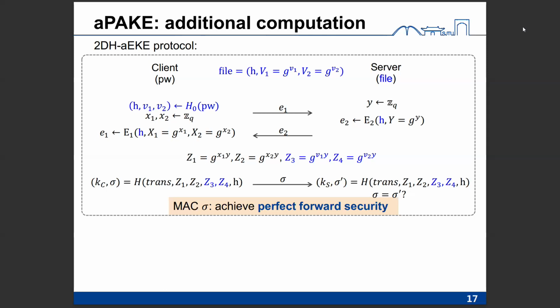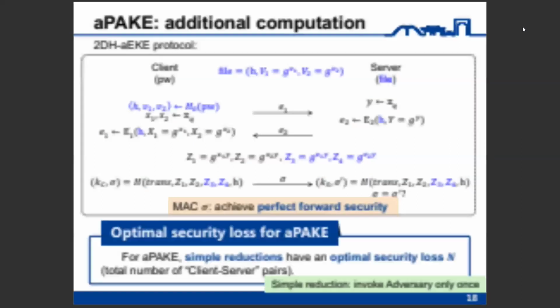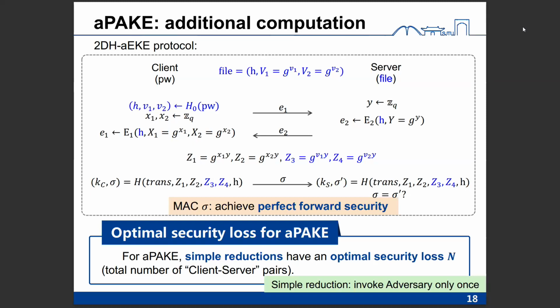That's the first difference. And for the second main difference, we add a MAC sigma from the client to the server to achieve perfect forward security. And we prove the UC security of twin-DH AEKE based on the strong twin-DH assumption, and the security loss is N.